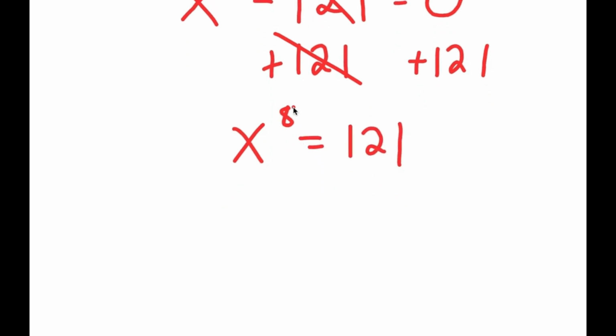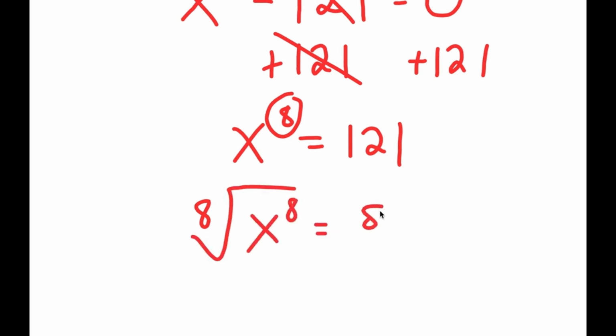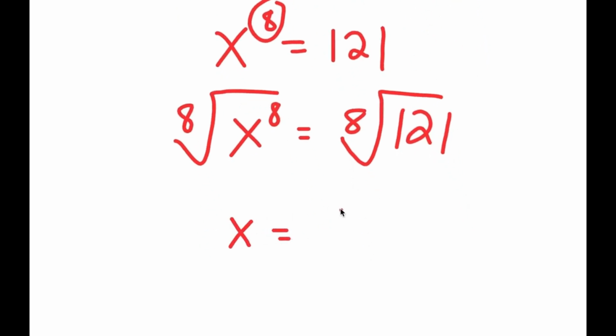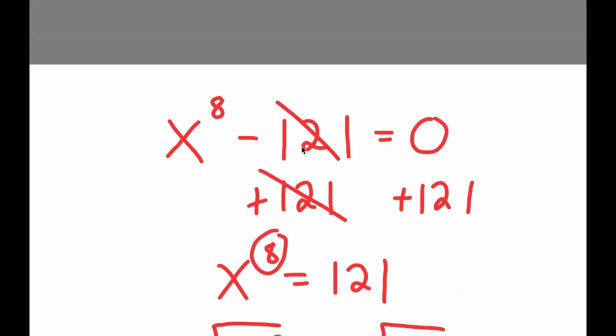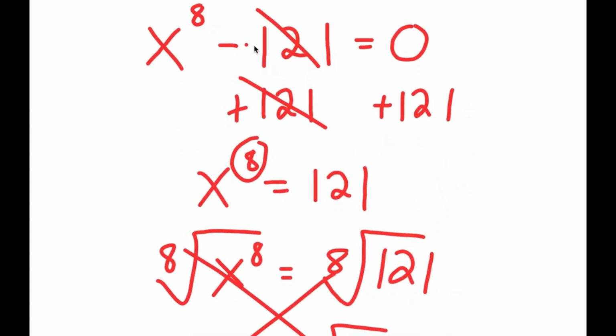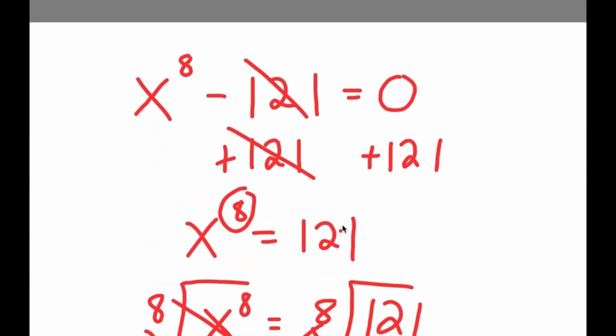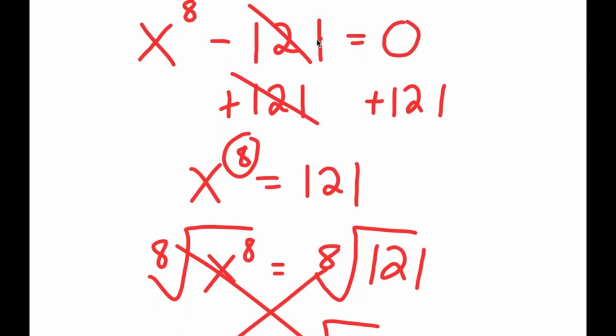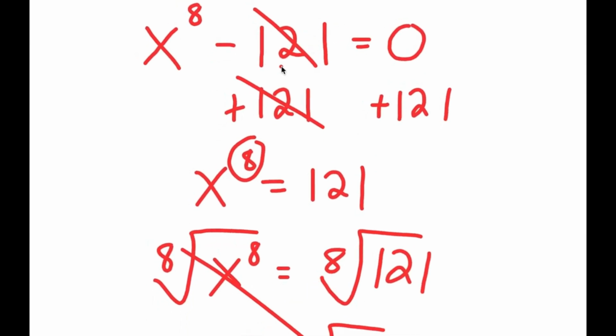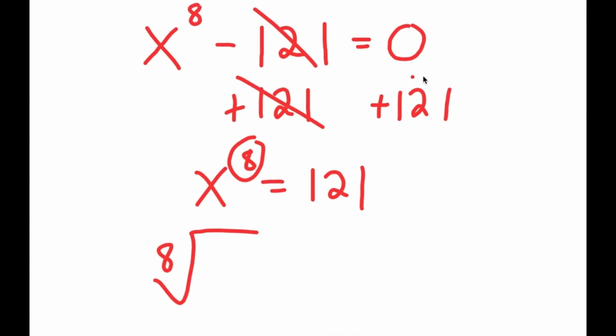And then, since x is to the power of 8, take the 8th root on both sides to get an answer of the 8th root of 121. And this method is actually wrong because there are actually many more solutions than just 2 to this equation. There's many more. So we want to find all of the solutions to this equation. So how are we going to do that?